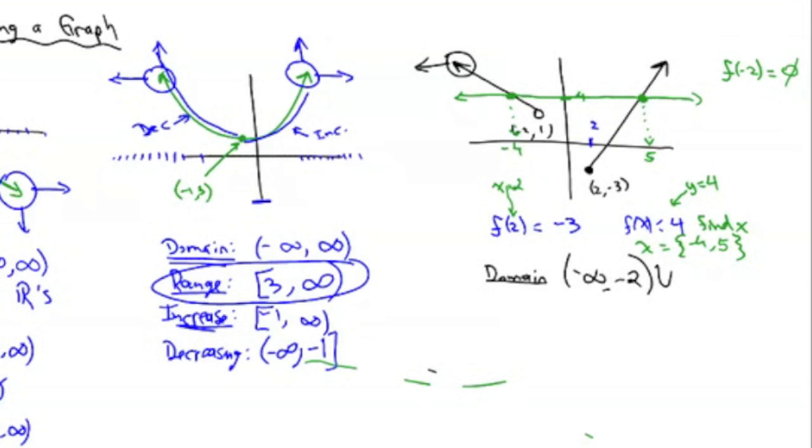The graph starts up again. Where does it start up on the x-axis? At 2, right here. Right there at 2. So we're going to put a bracket because it's a closed circle. 2, where's it going to?